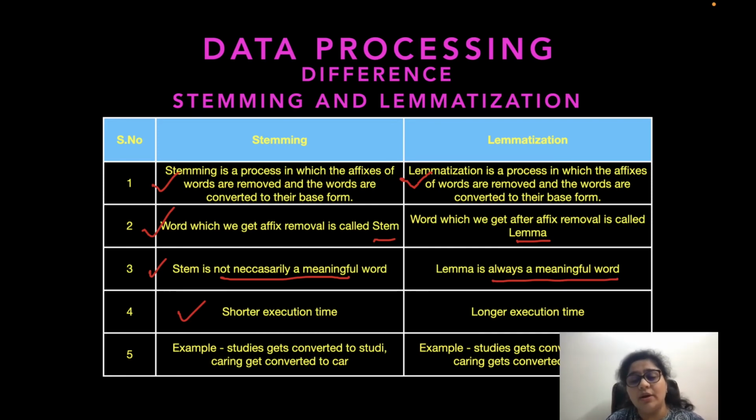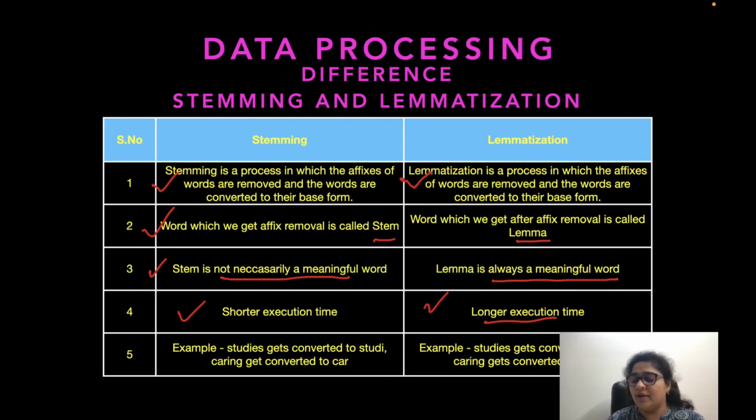Whereas when I talk about lemmatization, longer execution time. Why? Because it is doing one extra step, isn't it? It is removing the affixes, same as stemming. But in addition to this, it is also ensuring that after affix removal, the word which it gives us as an output is a meaningful word. That means in order to ensure that the word is meaningful in every sense, it is doing some extra processing, some extra steps. That means extra execution time. That is where longer execution time is written.